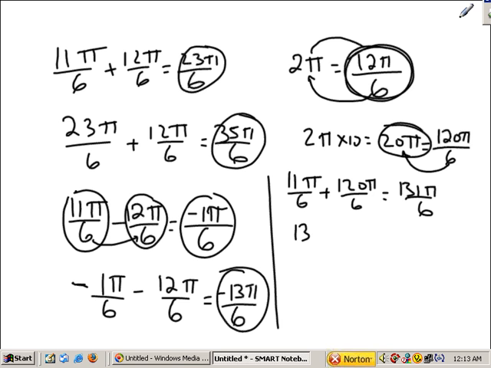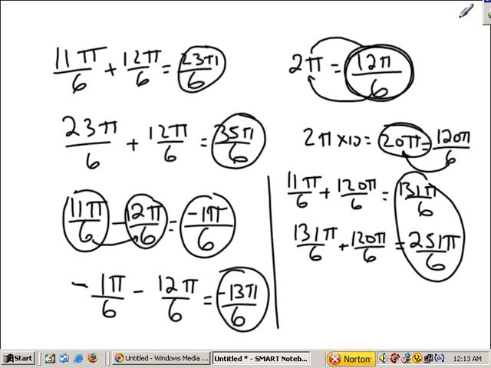If you take that answer, and you add a multiple of 2 pi, like 120 pi over 6, which is 20 pi, you'll get 251 pi over 6. Here are 2 positive numbers. If you take 11 pi over 6, now to get negatives, you take away 20 pi, or 10 pi's if you prefer. Yeah, 10 pi's, but you get 120 pi over 6, that's 20 pi, and you get negative 109 pi over 6.